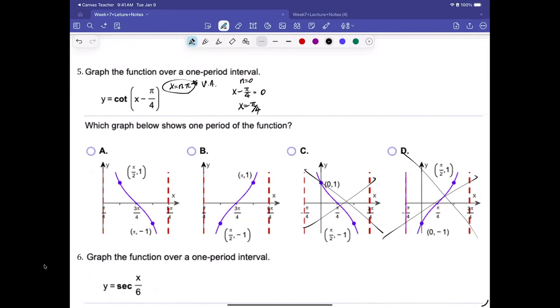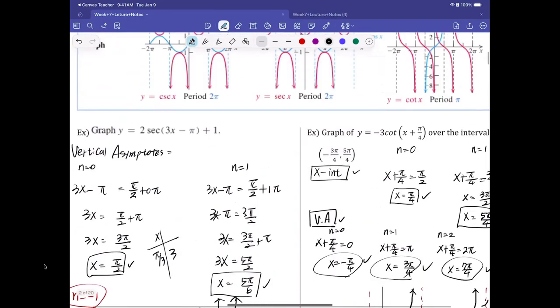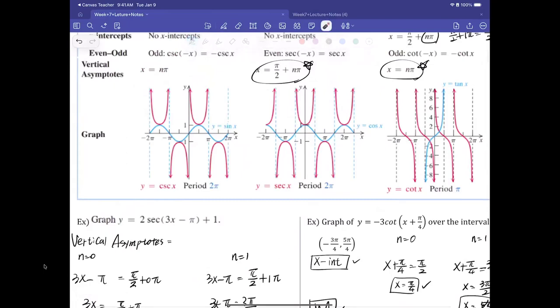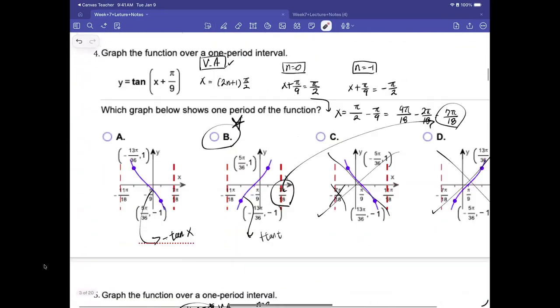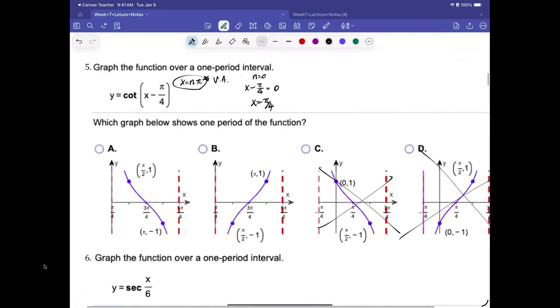And then you can look at the shape. What does the cotangent look like? Cotangent is left up and then right down. So that's why the answer is A. So look at the shape and the vertical asymptote, then you can stop there too.